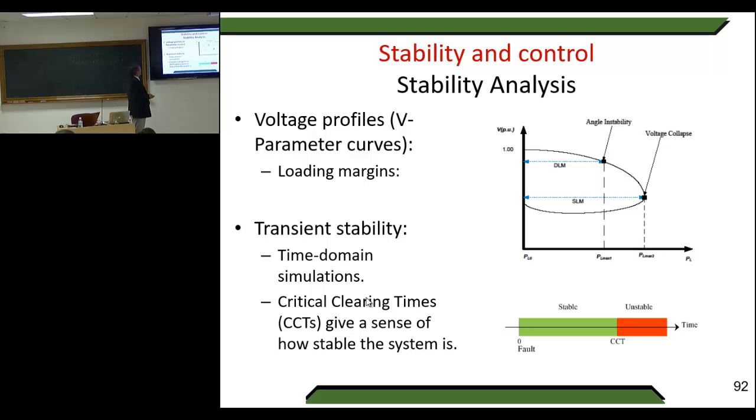With this, the voltage profile and the loading margins and transient stability simulations in time domain, and to explore the critical clearing times, give a sense on how stable the system is. And this is exactly what we will show you in the next slides, exploring this famous loading margin. And normally with three-phase systems, all the phasor RMS approaches are not good enough, so you go in the more detailed analysis in time domain to look to the results.